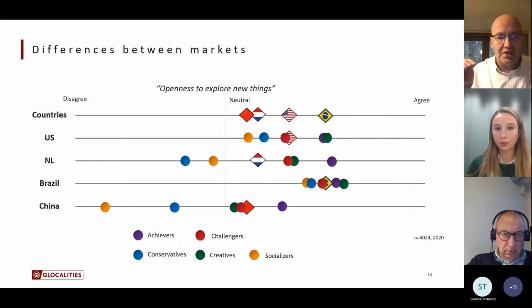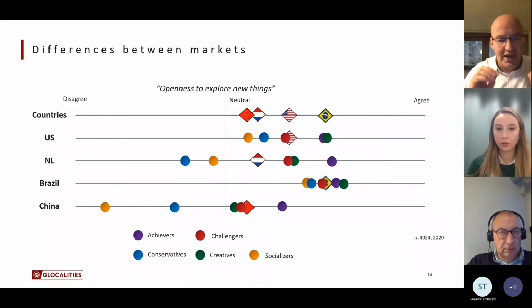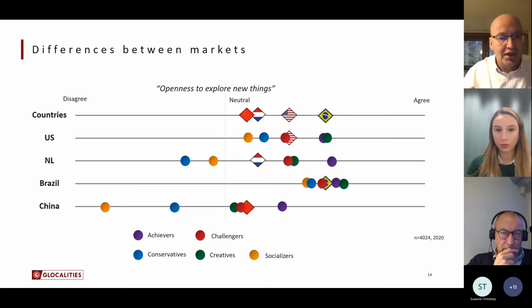This is also slightly becoming part of the Dutch version of the culture wars. That is the openness to explore new things. In Brazil, which is a very heterogeneous country, on this particular axis, they are very homogeneous. So openness to new things is actually a very Brazilian thing. It's part of their modern contemporary culture. And you also see that they are open people in general, regardless of their value sets.